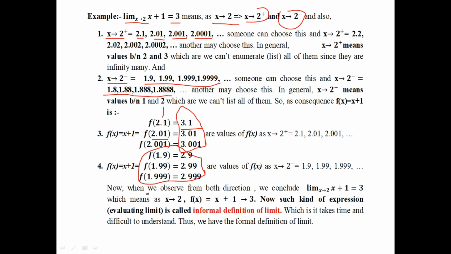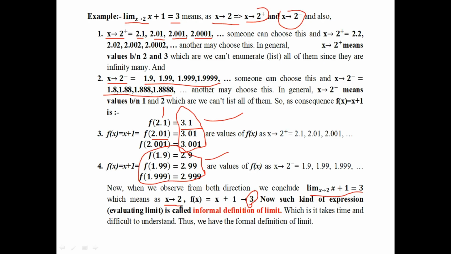Now, we observe from both directions, and we conclude that the limit of x plus 1 as x approaches 2 is equal to 3. Why? Because the values we have here and here just approach 3. So we conclude the limit of x plus 1 as x approaches 2 is 3, or the function approaches 3 as x approaches 2.